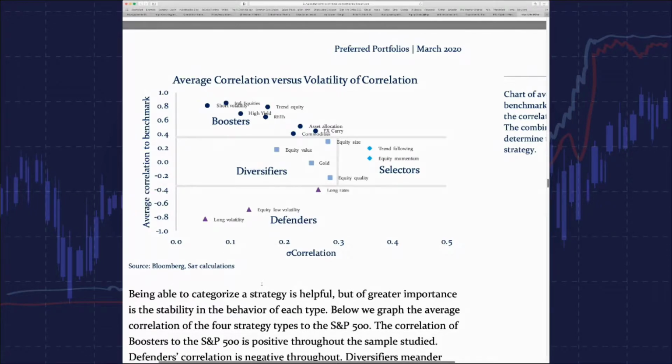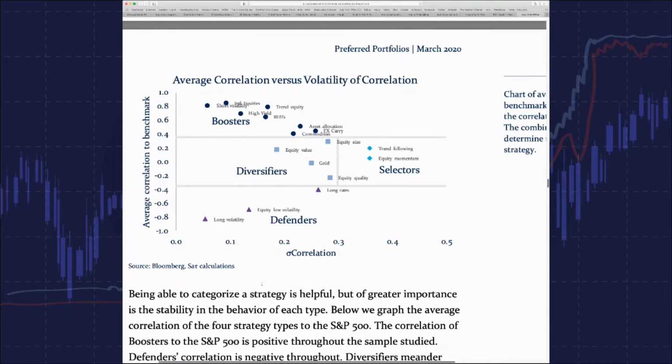On the other side, the assets and strategies that had negative correlation to the S&P 500, not really surprising, a long volatility strategy, an equity low volatility, which was actually dollar neutral, long low beta, short high beta. So, ex ante by construction, short beta. So no surprise there. And then long rates, which was a longer dated US Treasury total return series.